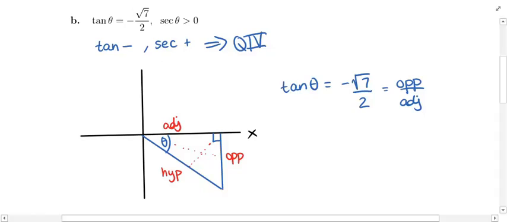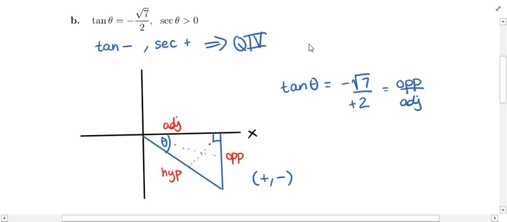Well, in the 4th quadrant, you have positive x values and negative y values. The adjacent side is along the positive x-axis, so the adjacent side needs to be positive. So the 2 needs to be positive. The opposite side is below the x-axis, so you would think of it as paralleling the negative y-axis. You're going to have negative y values here, so that opposite side needs to be negative.